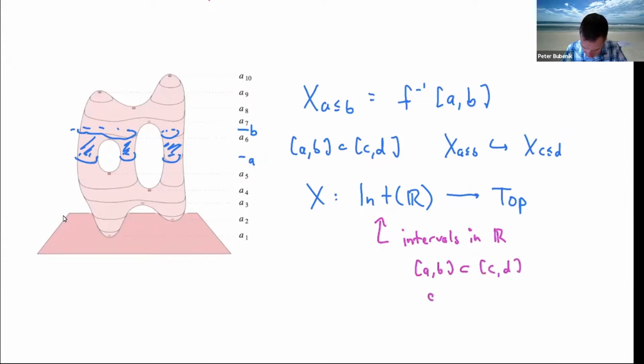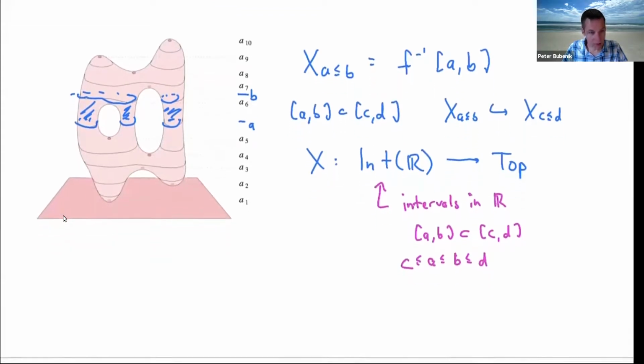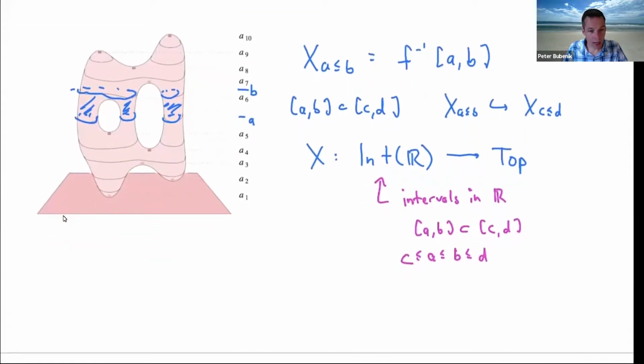So C is less than or equal to A, is less than or equal to B, is less than or equal to D. All right, and then if we now compose that functor, that diagram of spaces, we take homology, and now we get a two-parameter persistence module.